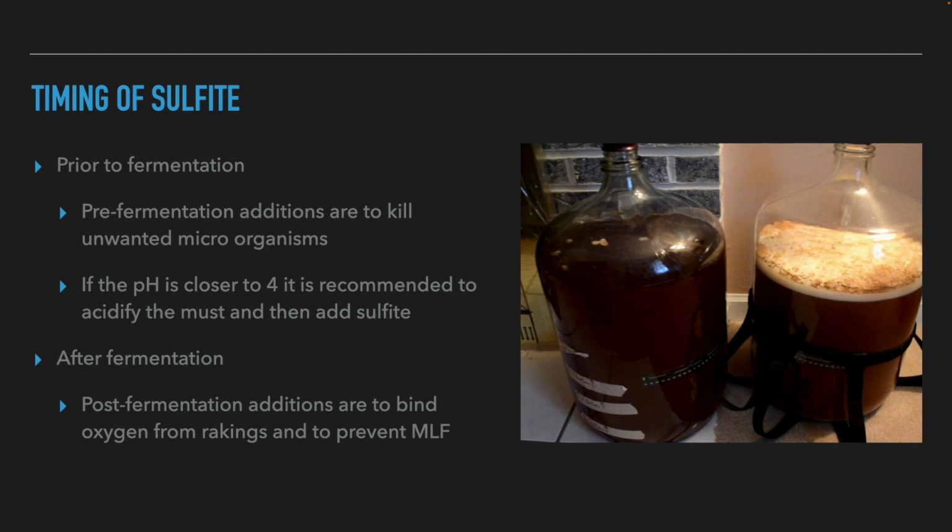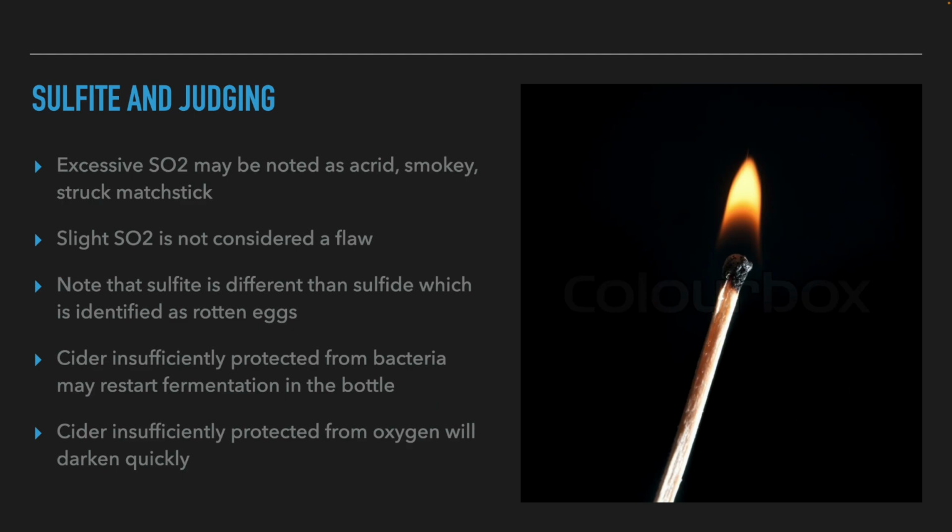In addition, if the pH of the must or the cider is close to 4, it is recommended to add acid to avoid using a very high sulfite ratio. As I said, the higher the pH, the more sulfite is needed. Of course, in the end, what is interesting to us is what are the effects of sulfiting on the cider from a sensory point of view.